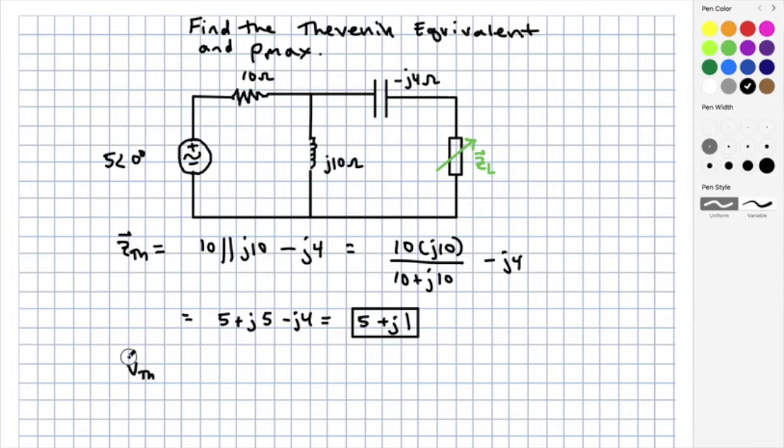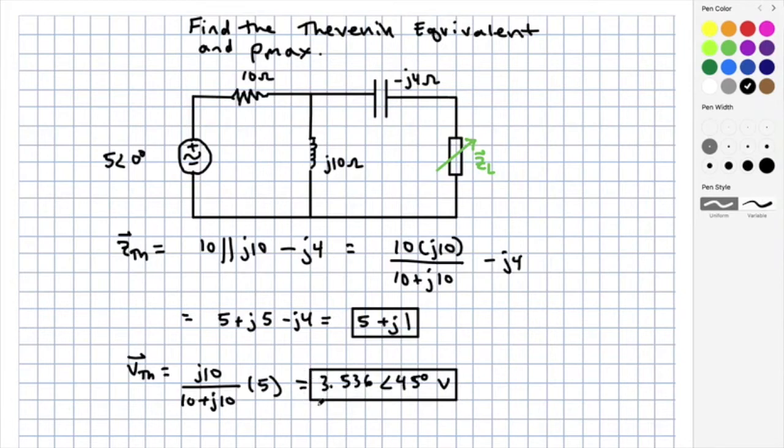To find V Thevenin, what we do is we assume that at the load we have an open circuit. When we do this, I can use voltage division to find V Thevenin. V Thevenin is j10, the impedance we care about, divided by 10 plus j10, the sum of the impedances, multiplied by the source voltage, which is 5, and that gives me 3.536 angle 45 degrees volts.